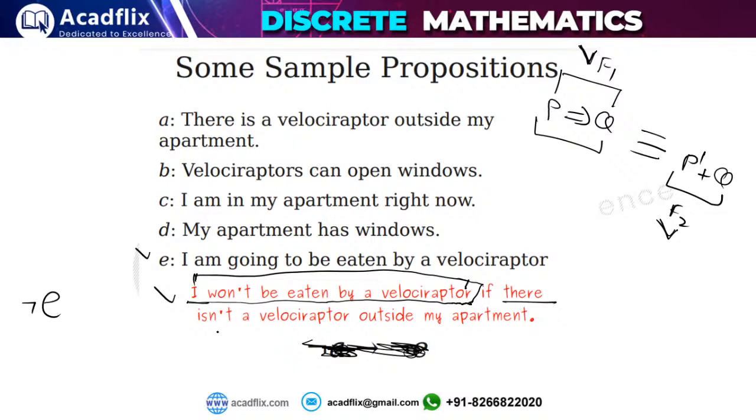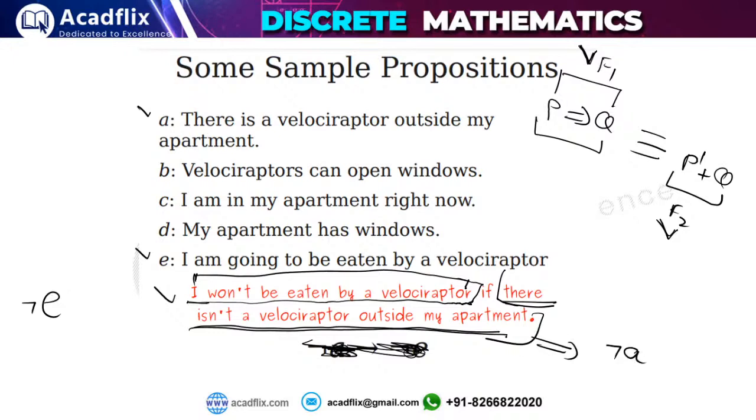Then we have, there isn't a velociraptor outside my apartment. If you see this statement A, then statement A is saying there is a velociraptor outside my apartment, but this statement is saying there isn't a velociraptor outside my apartment. So basically this much statement, from here to here, can be represented by negation of A, right?